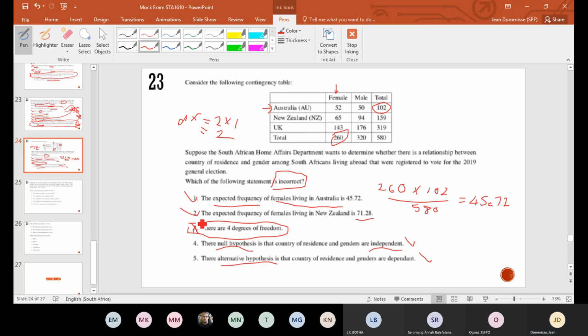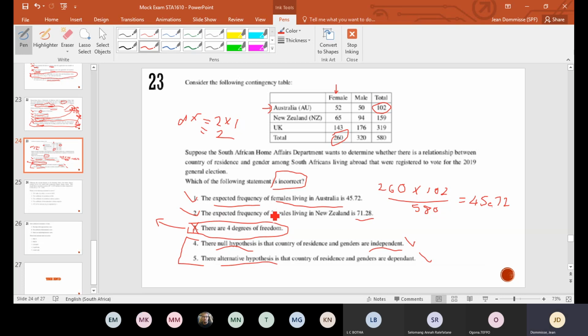Again, with this one, what I normally do is to see which ones I don't need to do a calculation for. So I normally go to degrees of freedom first, then I go to my two hypotheses to see if they are correct, and only then would I start to make calculations.